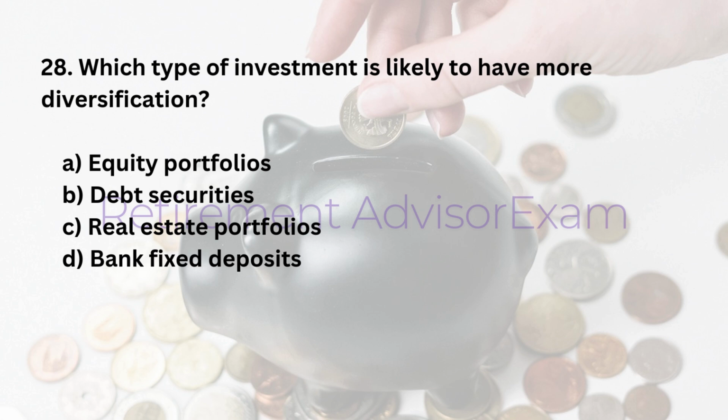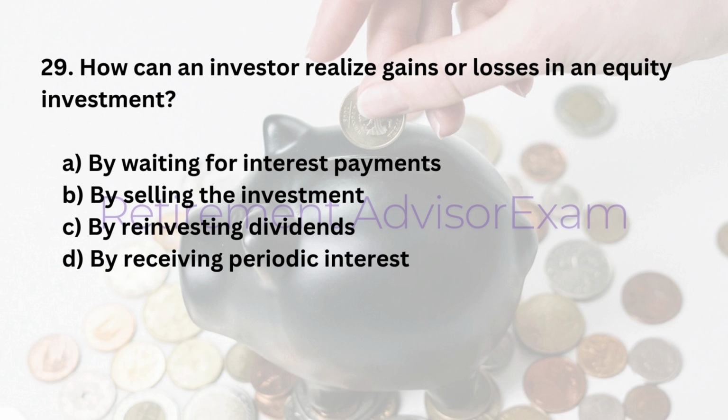28. Which type of investment is likely to have more diversification? A. Equity portfolios. B. Debt securities. C. Real estate portfolios. D. Bank fixed deposits. Answer: A. Equity portfolios.